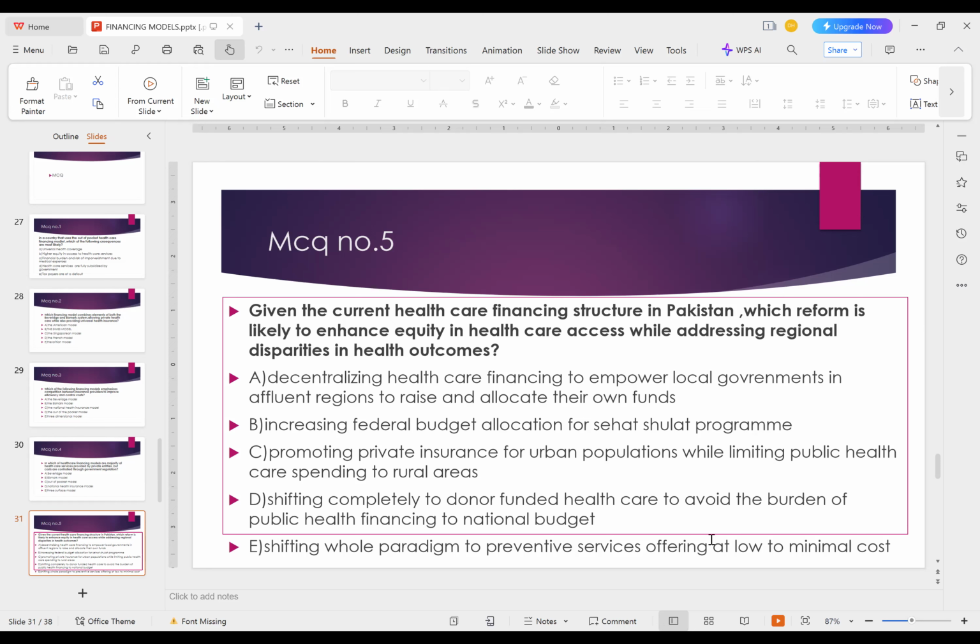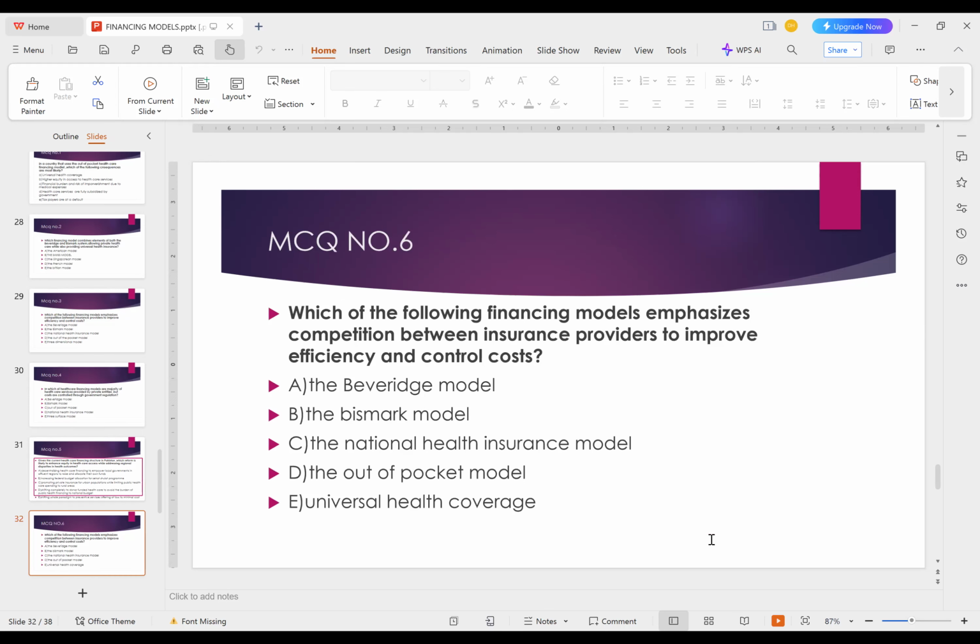What could be your suggestion? A could be a good option to be adopted, but increasing the federal budget allocation, or investing more towards the Sehat Sahulat program and increasing the access for the poor towards basic healthcare needs, is the correct answer. MCQ number 6.